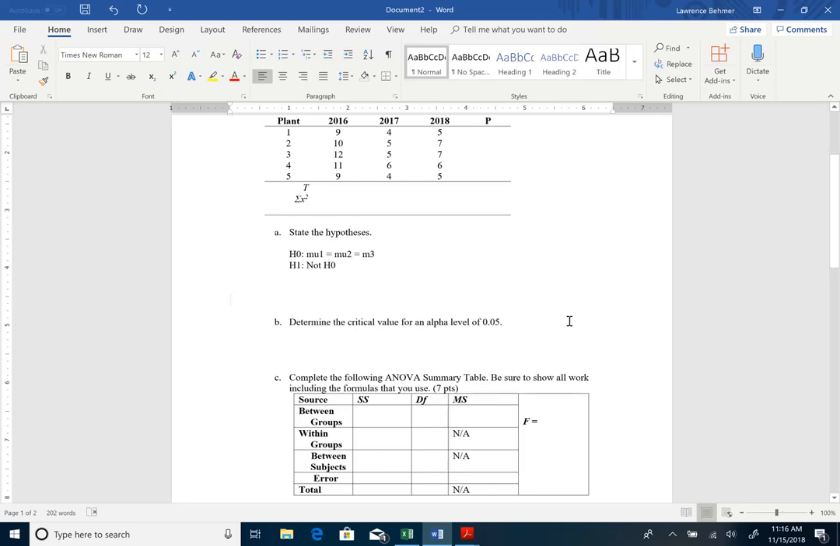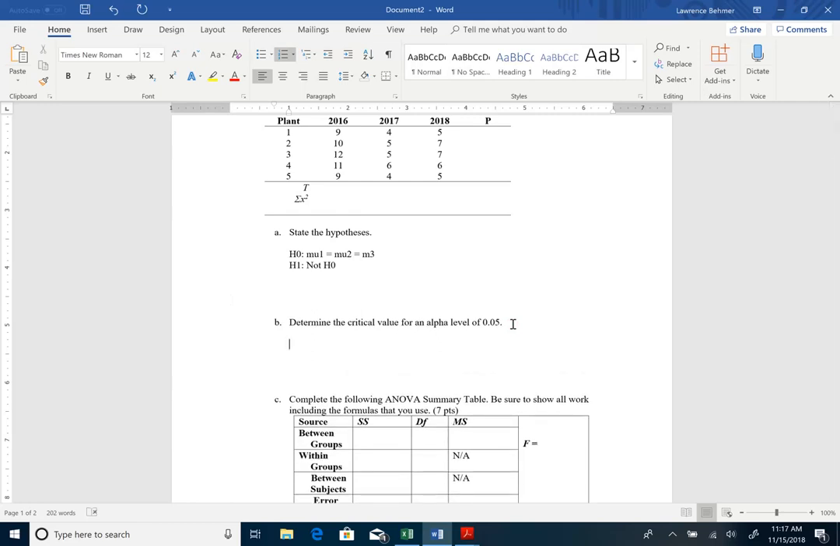Next, we've got to determine the critical value for an alpha level of 0.05. And be careful here because the homework, I think, for the problem that this example relates to, if I recall correctly, is asking for a critical value of 0.01. So, like I always say, make sure you read the problem carefully.